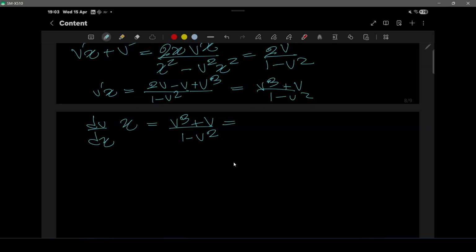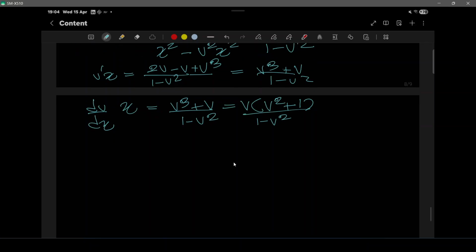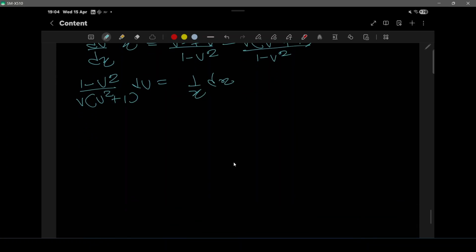Again, this can be simplified, isn't it? If we take v out of this, it is v squared plus 1 over 1 minus v squared. I guess not. I guess this is the most we got. So I put the v variables all the way to the left side. So it is (1 minus v squared) over v times (v squared plus 1) dv is equal to 1 over x dx. So now we have to solve this.